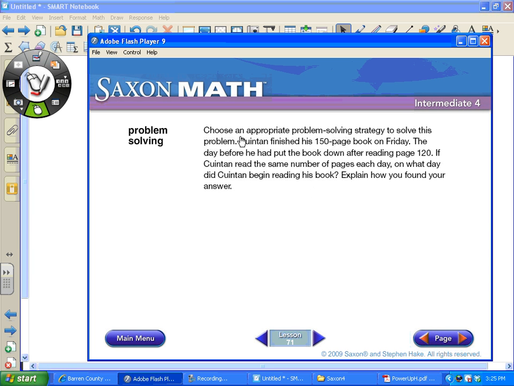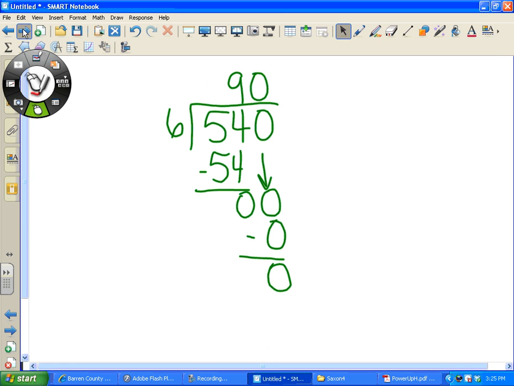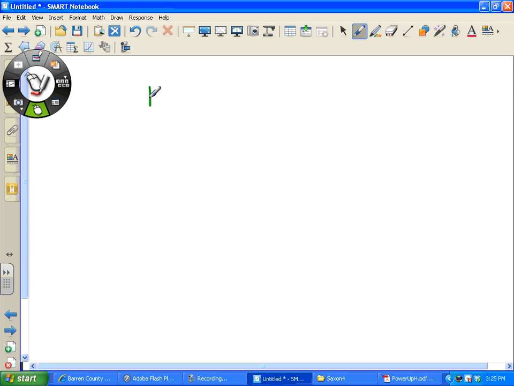Problem solving. Quentin finished his 150-page book on Friday, the day before he had put the book down after reading page 120. If Quentin read the same number of pages each day, on what day did Quentin begin reading his book? Explain how you found your answer. So we're going to go backwards, and we know he finished on Friday, and the day before he was at 120. So we can make a table.